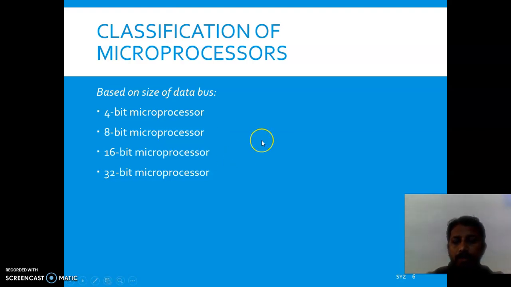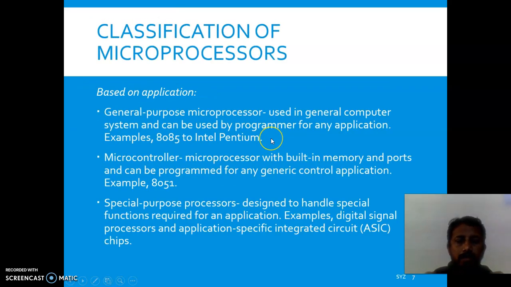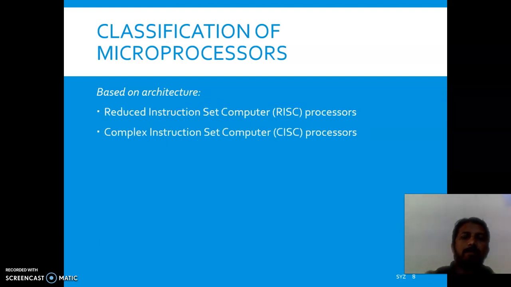Next one, you would be having microprocessors depending on the application. Like general purpose microprocessors, you would be having microcontrollers, special purpose processors. Like one specific application, you would be giving a processor. Next one, depending on the architectures. There are two architectures: reduced instruction set computer, RISC processors, and complex instruction set computer, CISC processors. Already, I think you have heard this RISC and CISC terminology in your computers. So these are the three broad categories of classification of microprocessor.